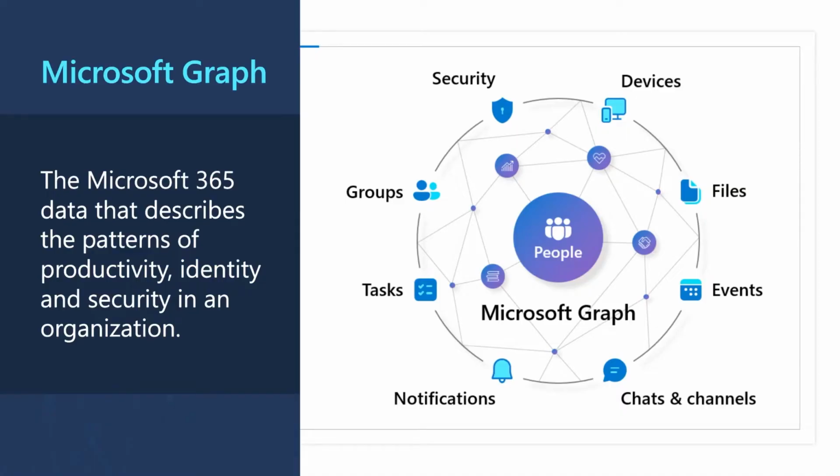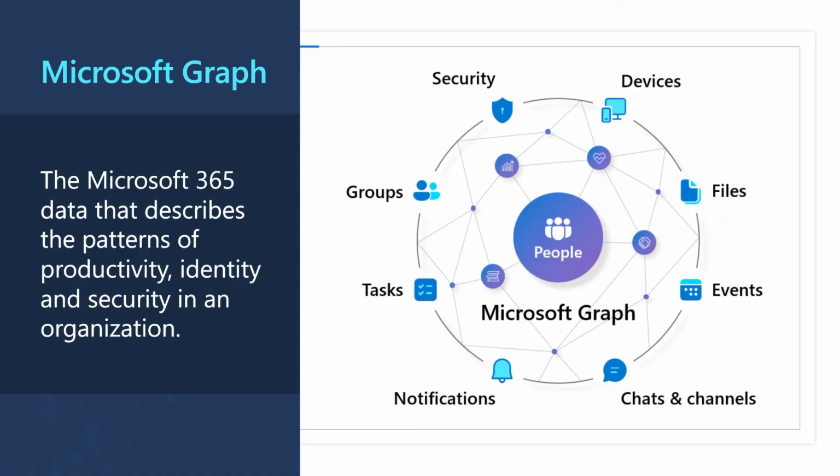Today, we're talking about how to use Microsoft Graph and Neo4j technology to understand enterprise communications. To kick things off, let's take a minute to talk about Microsoft Graph. Graph is a rich source of data that's built around relationships with people and groups in Microsoft 365. It's the container for all the data that describes the patterns of productivity, collaboration, identity, and security in an organization. You might even go so far as to say it's the digital twin for the productivity in your organization.